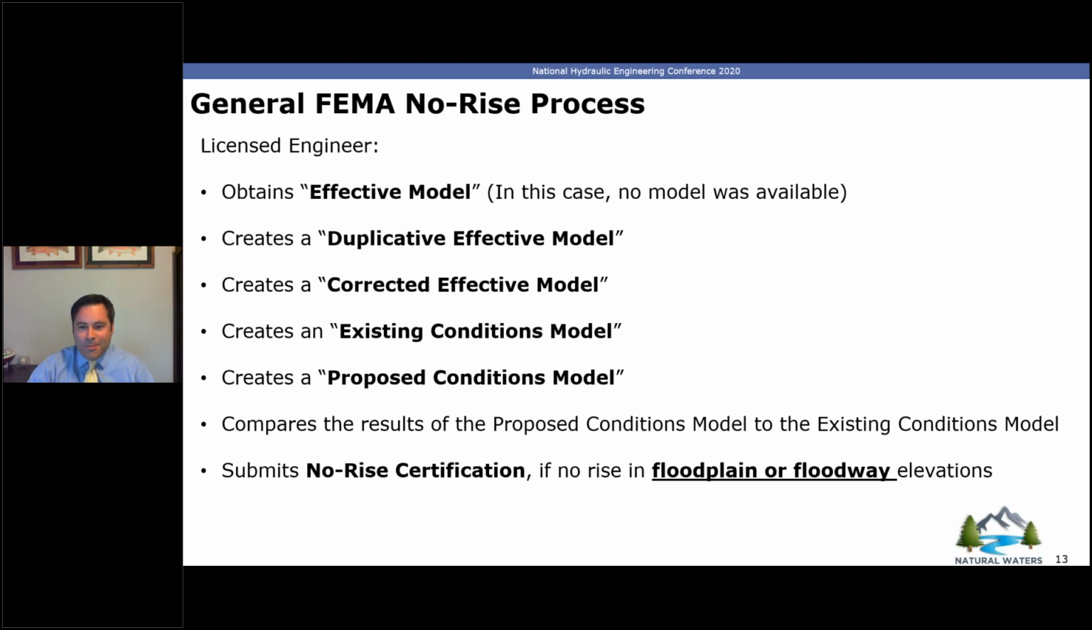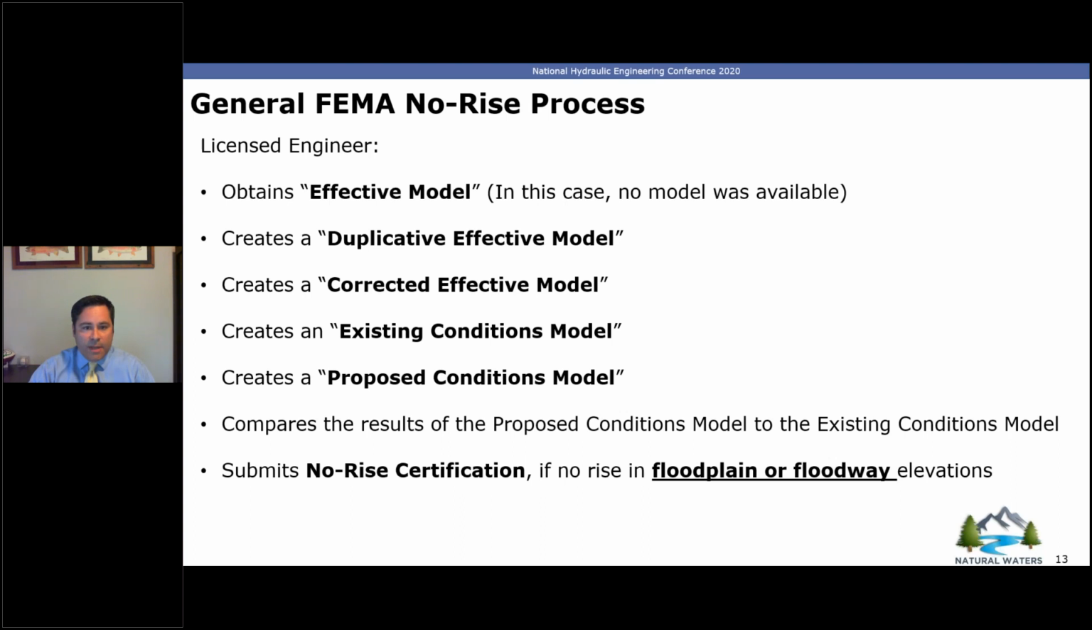I realize there's a lot of terms to throw out here, so I'm trying to make this as smooth as possible. So in this case, since no effective model was available, as Scott mentioned, the corrected effective model is basically equivalent to the existing conditions model. The licensed engineer would then modify that existing conditions model to reflect the proposed development, in this case, the bridge replacement project. And this would then become the proposed conditions model.